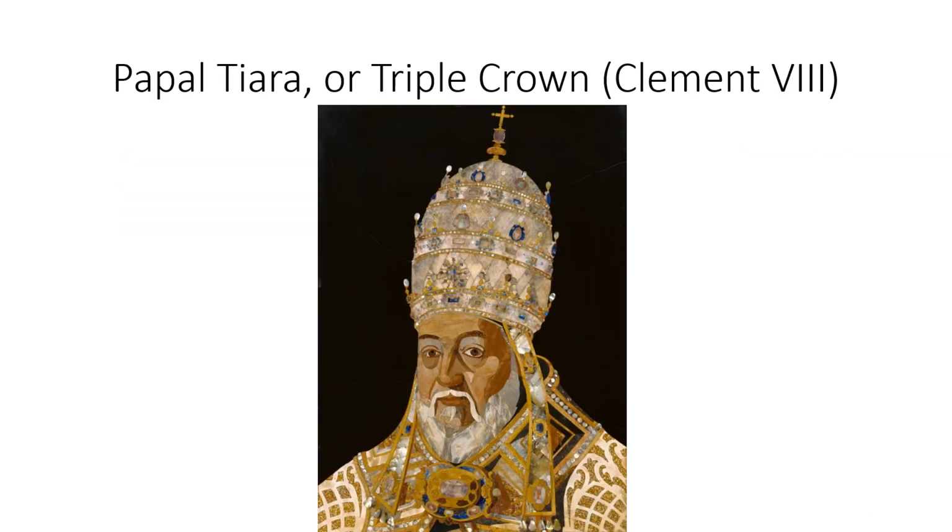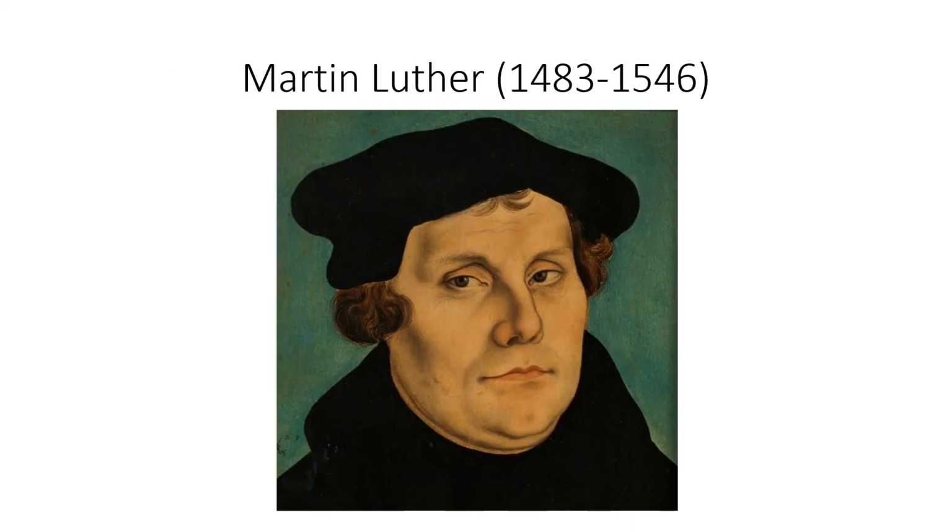These regulations were set by the Pope, who wore an even bigger crown. Here's a portrait of Pope Clement VIII wearing the papal tiara, or triple crown, emphasizing papal sovereignty over all temporal rulers, the Holy Roman Emperor and the other kings of Europe. This was a nice and tidy system, but then along came this man, Martin Luther.